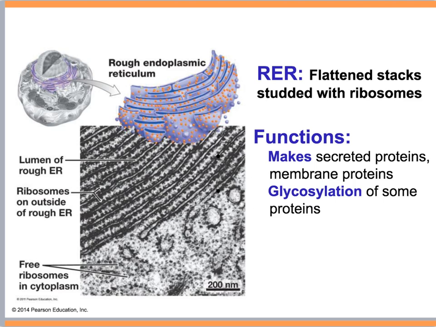When sugars are added to proteins, this process is referred to as glycosylation. And remember, when we talked about what links different sugars together, it's called the glycosidic linkage. So anytime you hear glyco, you know it has something to do with sugars. Glycosylation is the process of adding sugars to the proteins. So when the proteins are created by the ribosomes on the rough ER, those proteins may be glycosylated when they're inside that lumen, or the inside part of the rough endoplasmic reticulum.